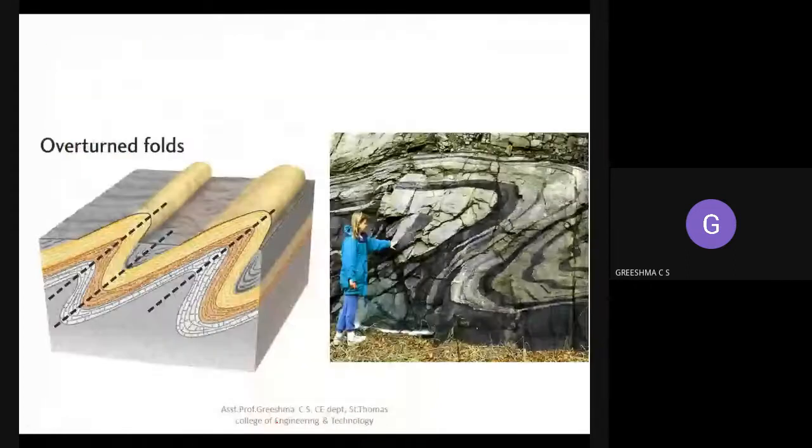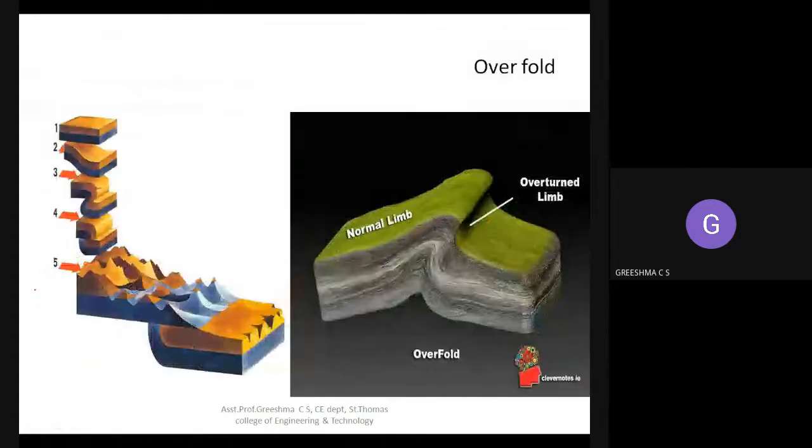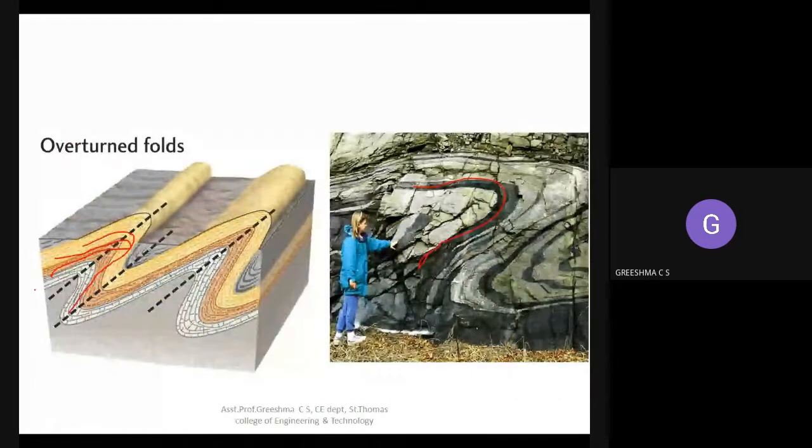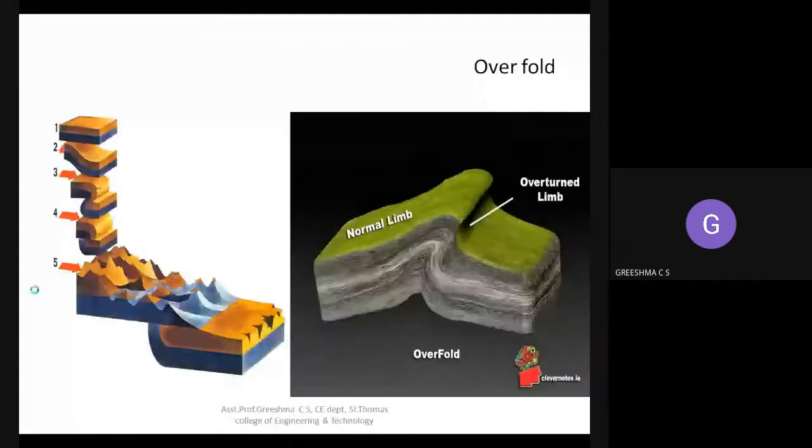Next one you can see here. Next one is overfold. Okay, the next limb is overfold. See here, if the fold has a structure or shape like this, you can call it an overfold limb. That means the top portion will be the overturned limb.